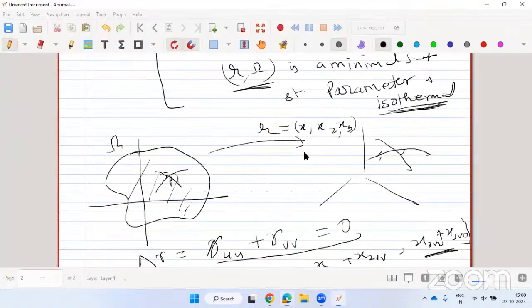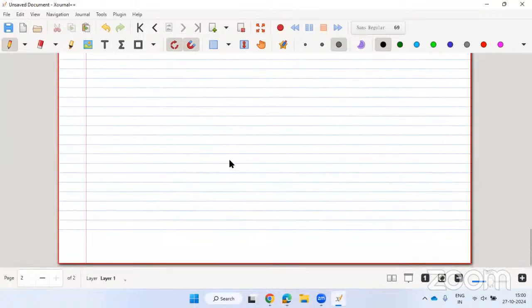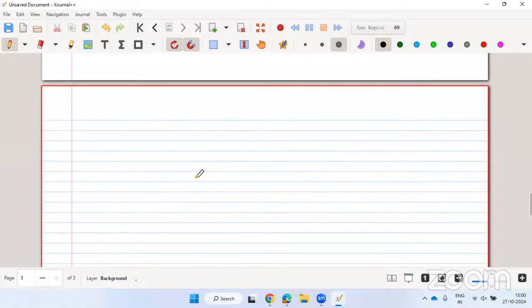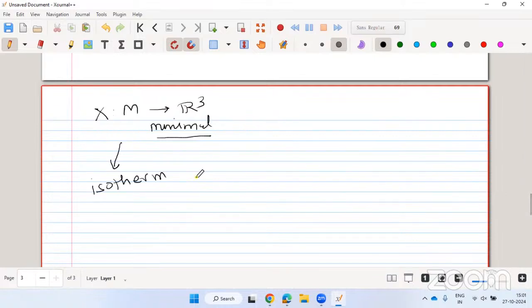I will explain in a copy again because this is very important. I request you to raise your doubt if you have any about what I'm going to write down. Suppose you have a map X from M to R3. Suppose I say it is minimal. Minimal is a geometric thing. This means what? Mean curvature is 0. So via this, what you do? You find isothermal parameters. Can you always find them?